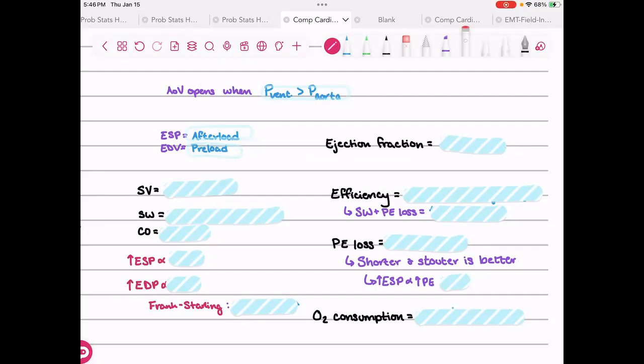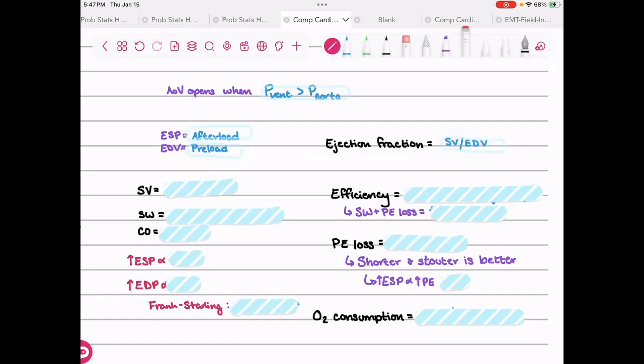You might see ESV and EDP. Remember that in this case, pressure and volume are kind of functions of each other. They change together. So as long as you're seeing that end systolic pressure or volume, that's your afterload, and end diastolic pressure or volume, that's your preload.